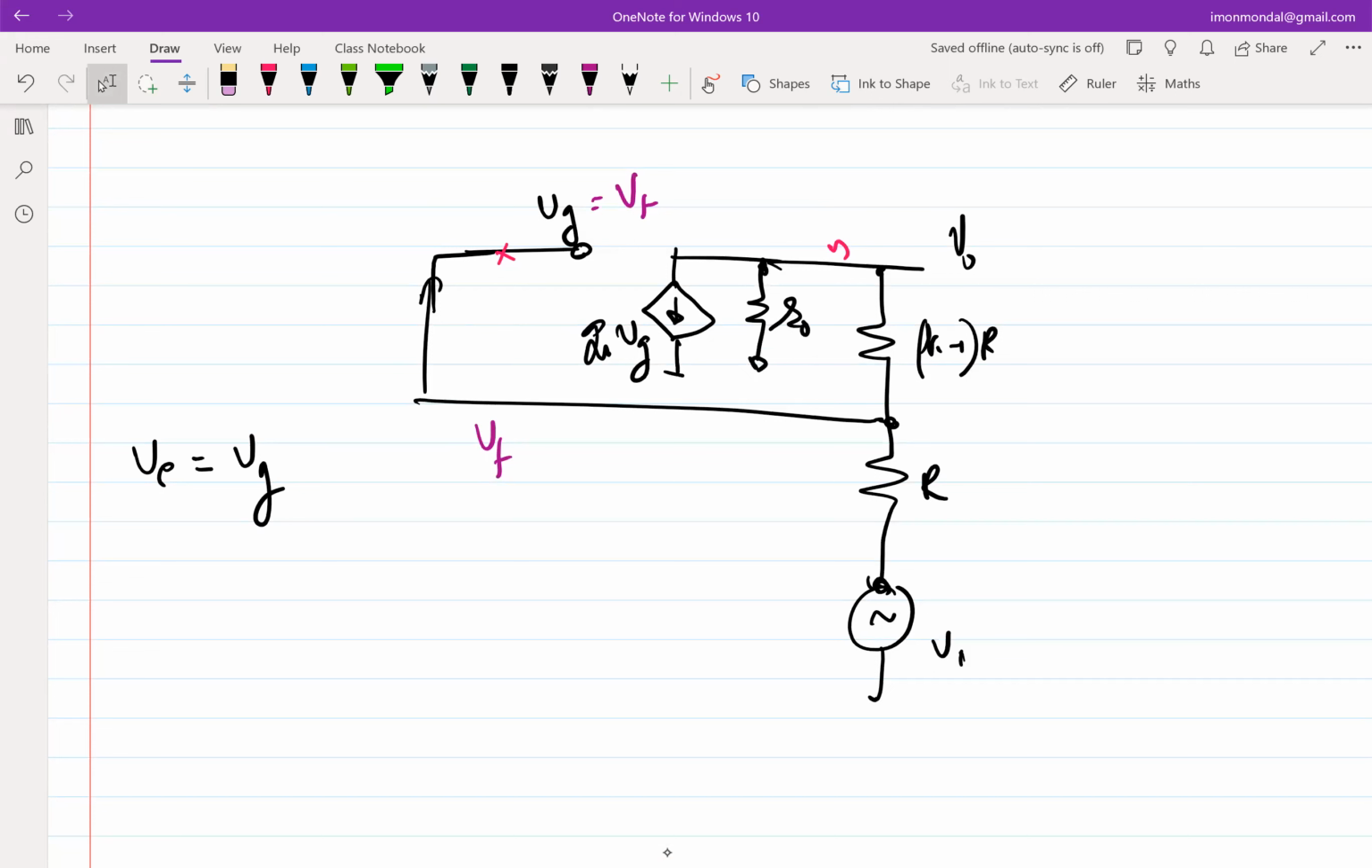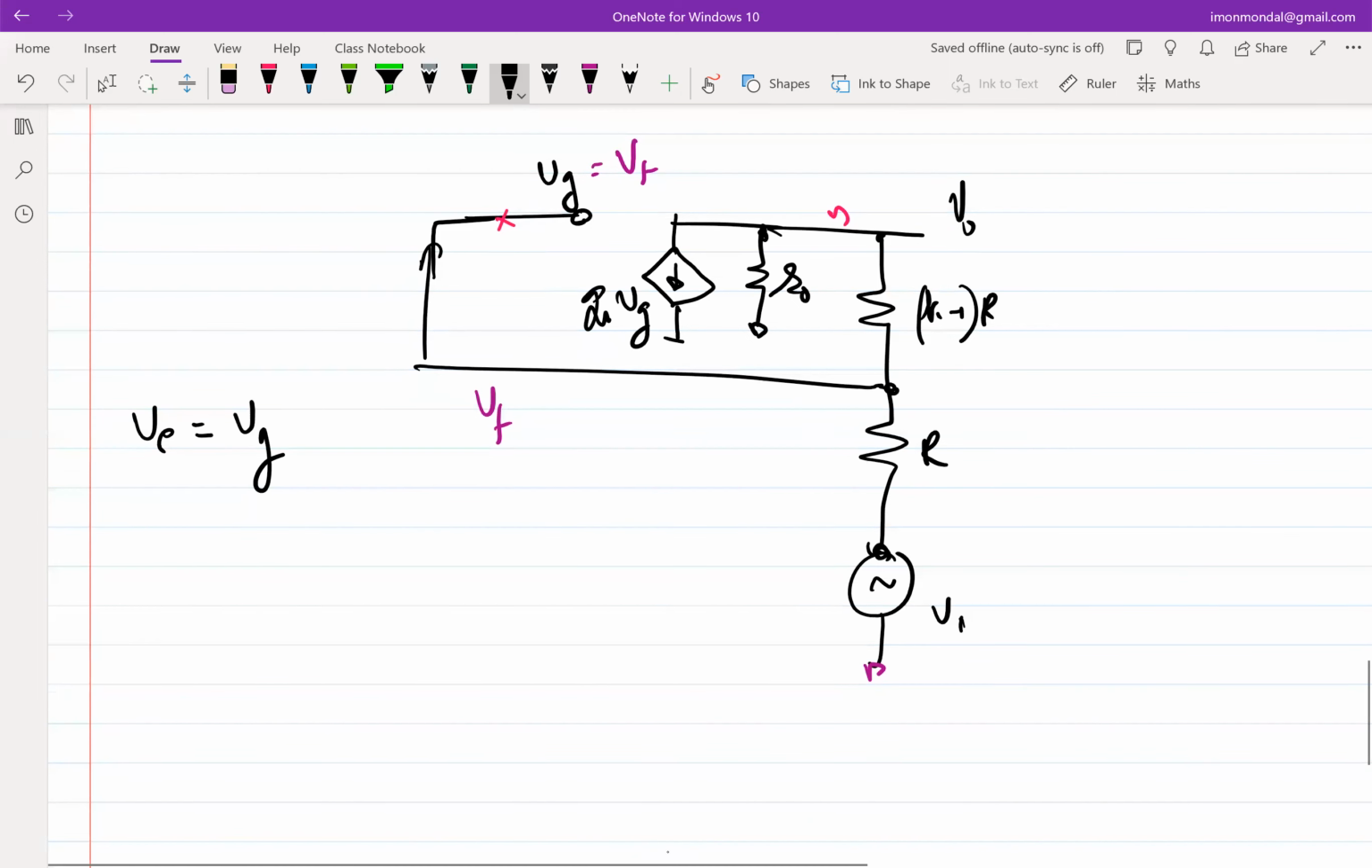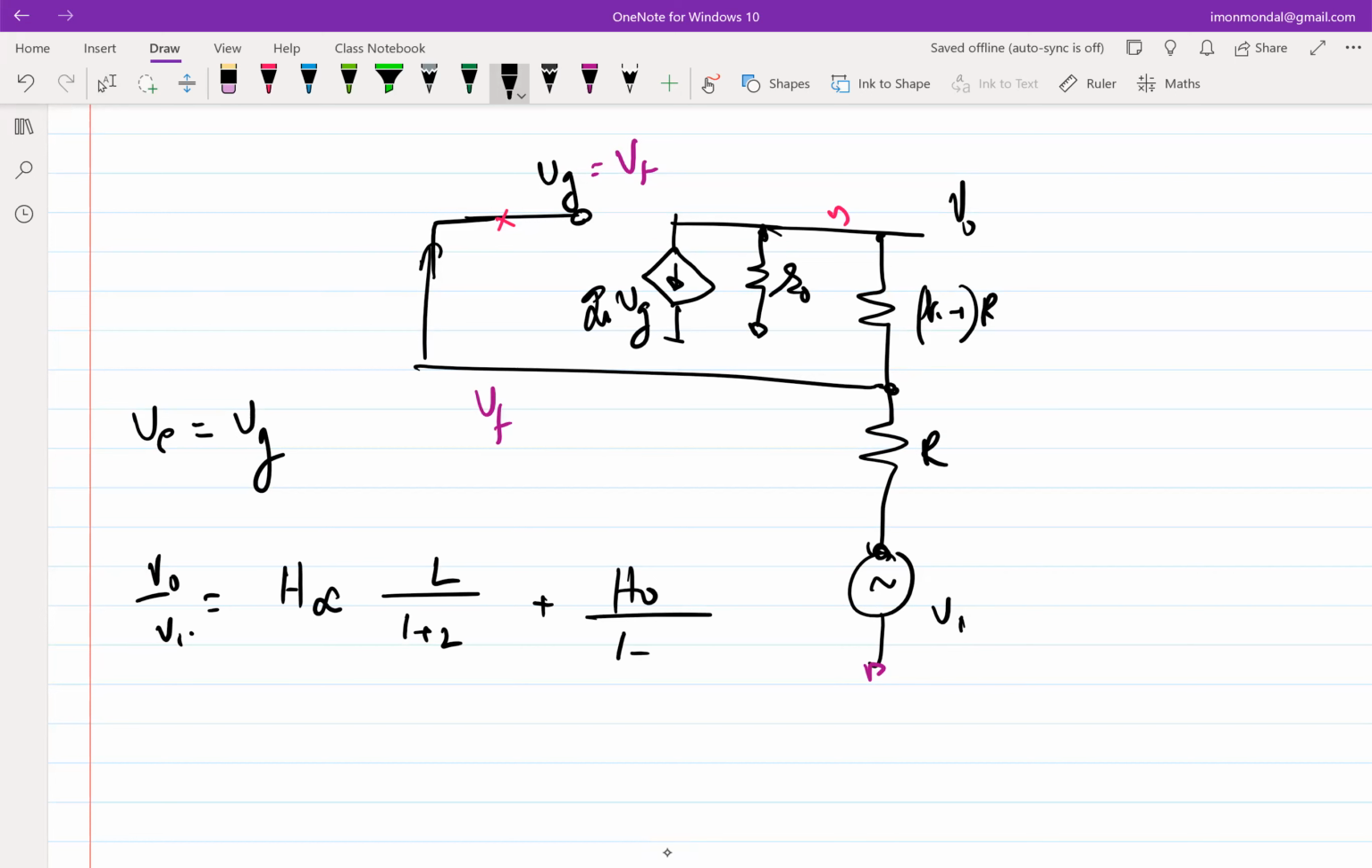Okay, fine. By the way, do we agree that in this case the gate voltage is the error voltage? Fine. So if the gate voltage is the error voltage, we'll use the same framework: V naught over Vi is H infinity L by 1 plus L plus H naught by 1 plus L. Right?